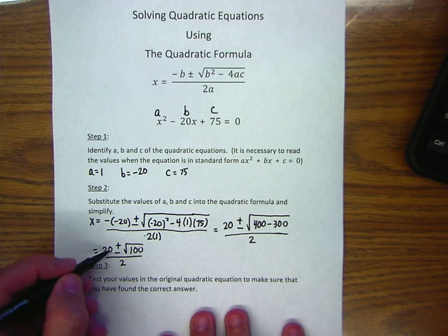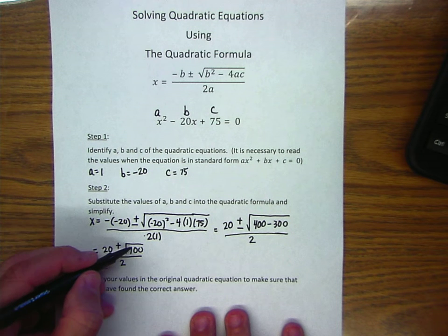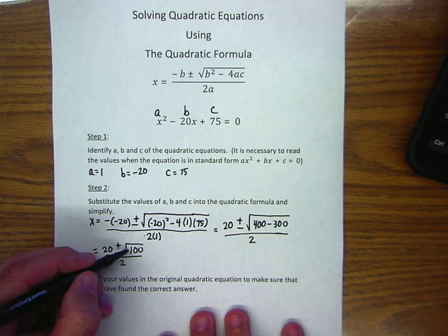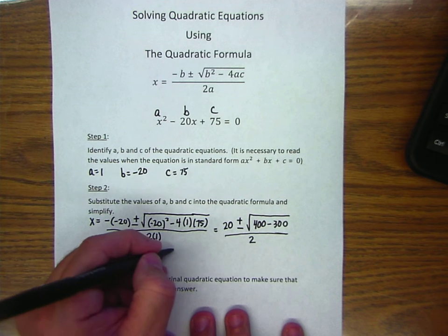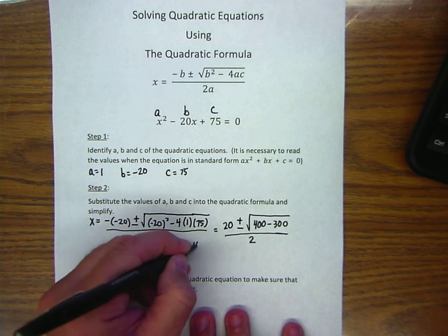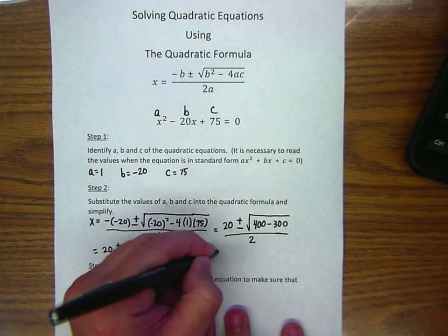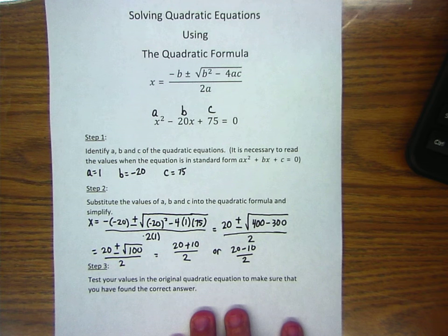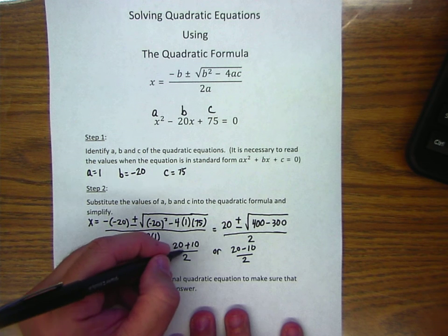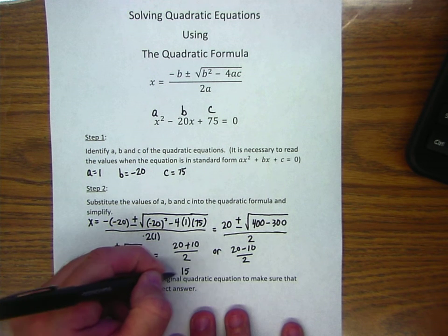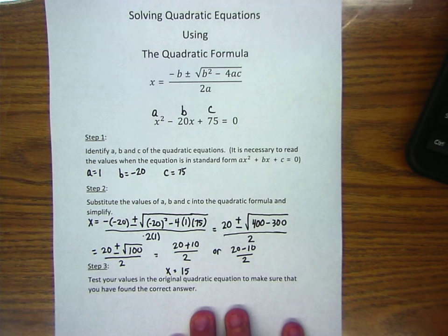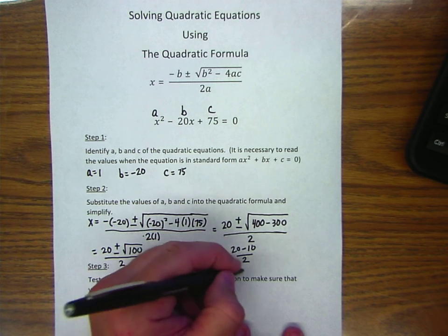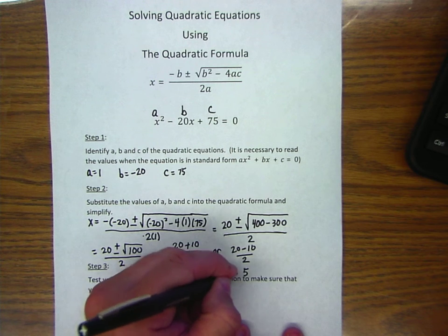And this we can go ahead and simplify a little further and realize that we have two equations here. 20 plus the square root of 100, which is 10, and 20 minus the square root of 100, which is 10. So we want to have 20 plus 10 divided by 2, or 20 minus 10 divided by 2. Well, 20 plus 10 is 30, and 30 divided by 2 is 15. So one of my values for x is equal to 15. And over here, 20 minus 10 is 10, and 10 divided by 2 is 5. My other value for x is 5.